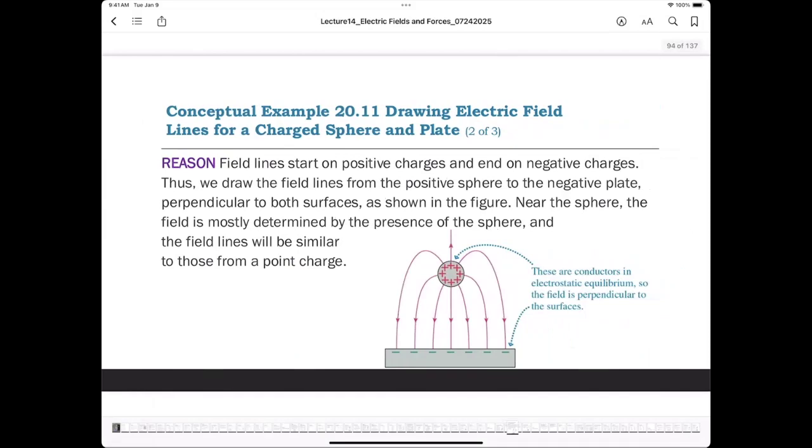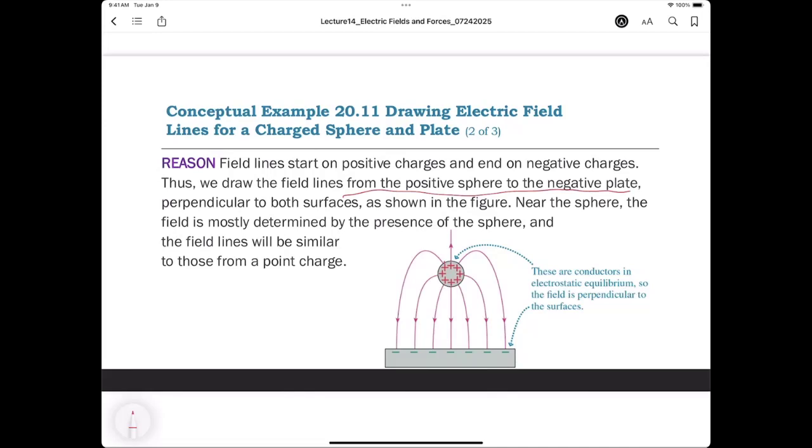You can see field lines start on positive charges and end on negative charges. Thus, we draw the field lines from the positive sphere to the negative plate, perpendicular to both surfaces. As shown in the figure, near the surface, the field is mostly determined by the presence of the sphere, and the field lines will be similar to those from a point charge. Yes, these are the conductors in electrostatic equilibrium.